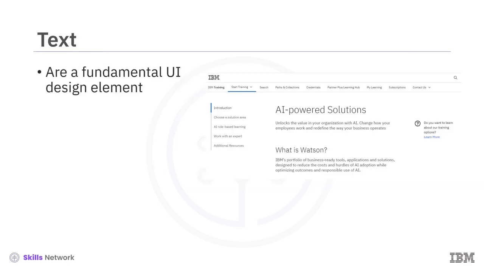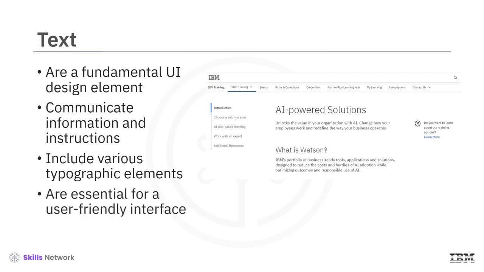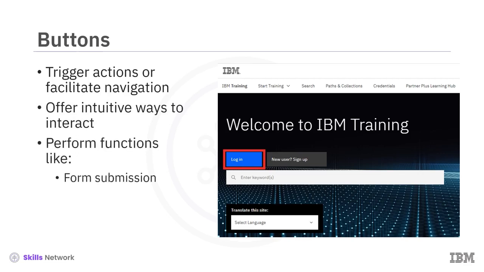Texts are a fundamental UI design element used to communicate information, instructions, and content to users. These include headings, body texts, buttons, labels, and other typographic elements. Proper text hierarchy, font choices, and readability are essential for a user-friendly interface. Buttons are interactive elements that enable users to trigger actions or navigate applications or websites. They offer intuitive ways to interact and perform functions like form submission, search initiation, and decision confirmation.